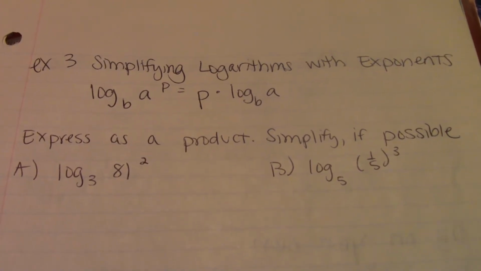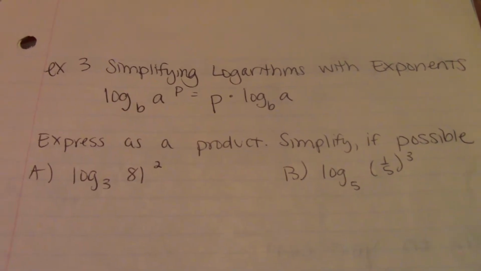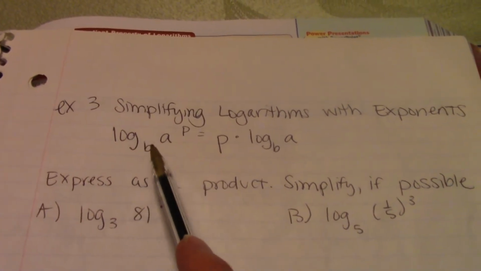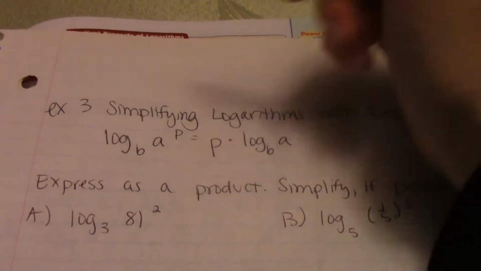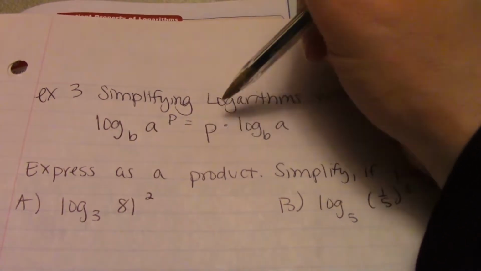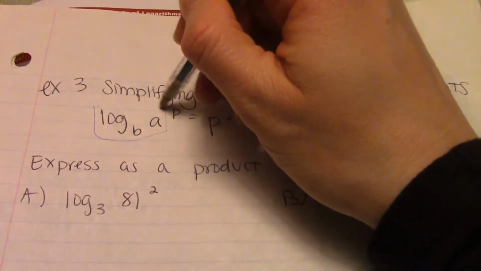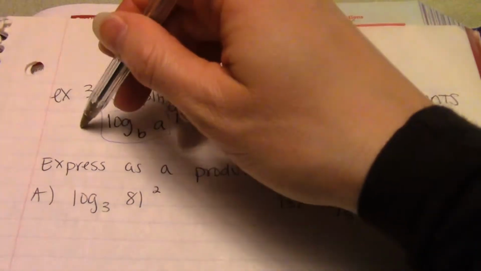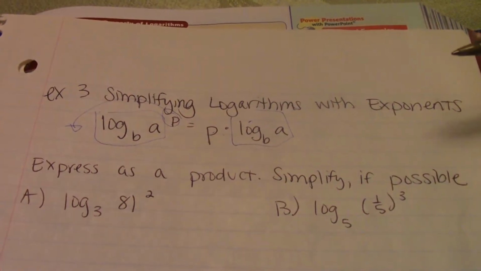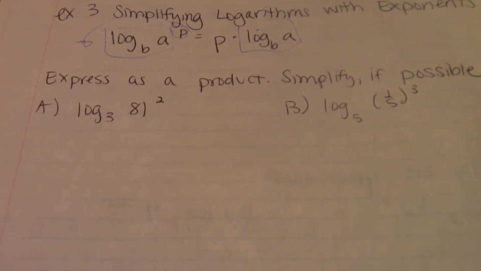7.4 example 3, simplifying logarithms with exponents. So once again we have another formula. We have log base p of a to the p power. What's going to happen is we're going to take this p and put it up front. So p times the log base. All of this is the same as all of this. It's just that this p is coming up front, and it's now here, p times that. So anytime you have an exponent, you can move it up front and multiply it.